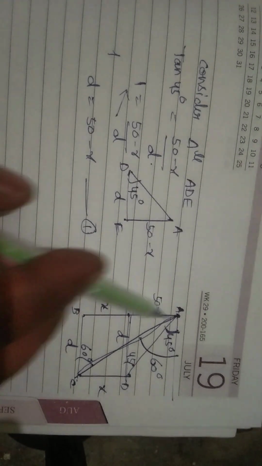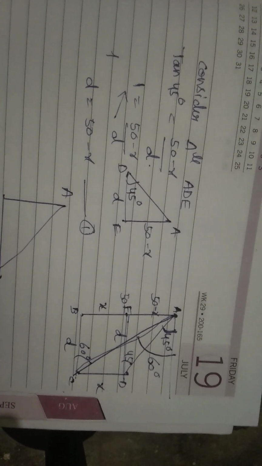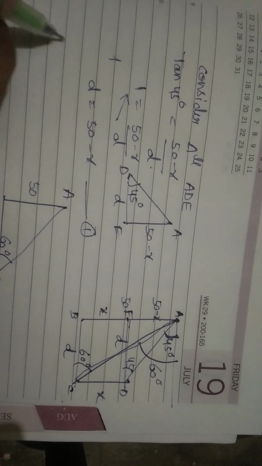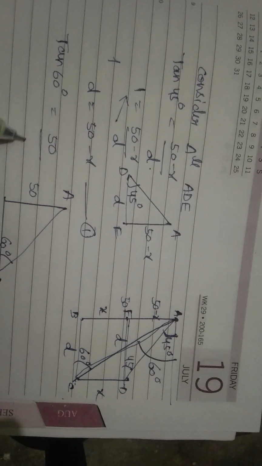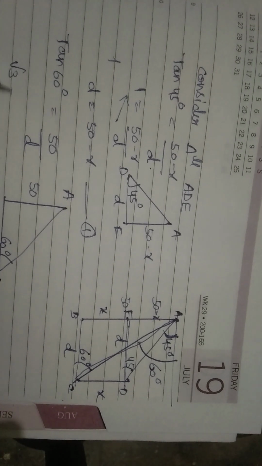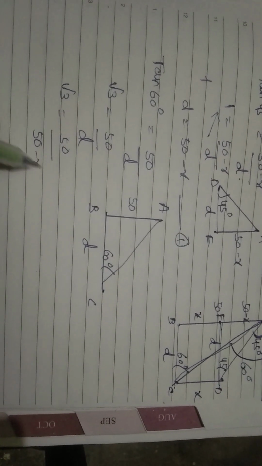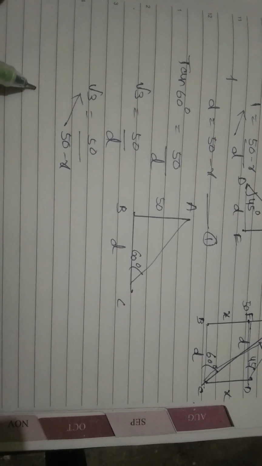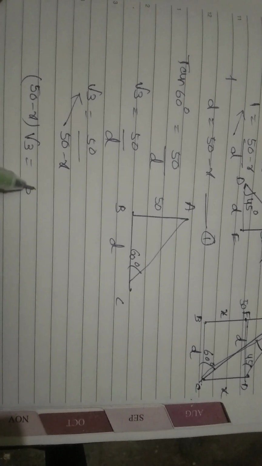Now we'll consider triangle ABC. Angle of depression 60, this total is 50, this is d. So tan 60 is equal to opposite 50, adjacent d, 50 by d. The value of d is 50 minus x. Okay, so cross multiplication, 50 minus x into root 3 is equal to 50.